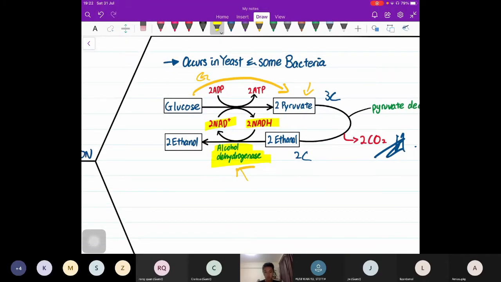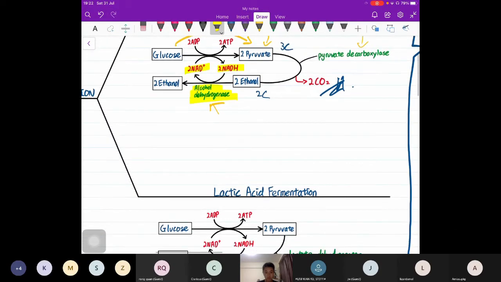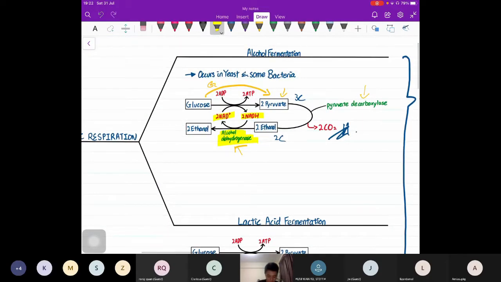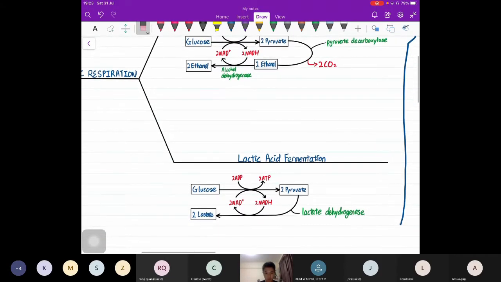So this brings in the idea of the regeneration of NAD, and we'll talk about why that is important later on. Okay, we'll move on to lactic acid fermentation. If you want to take a screenshot, you can do this by yourself, which will make it easier for you to remember. This is what I did, and it helped me remember all these different compounds.